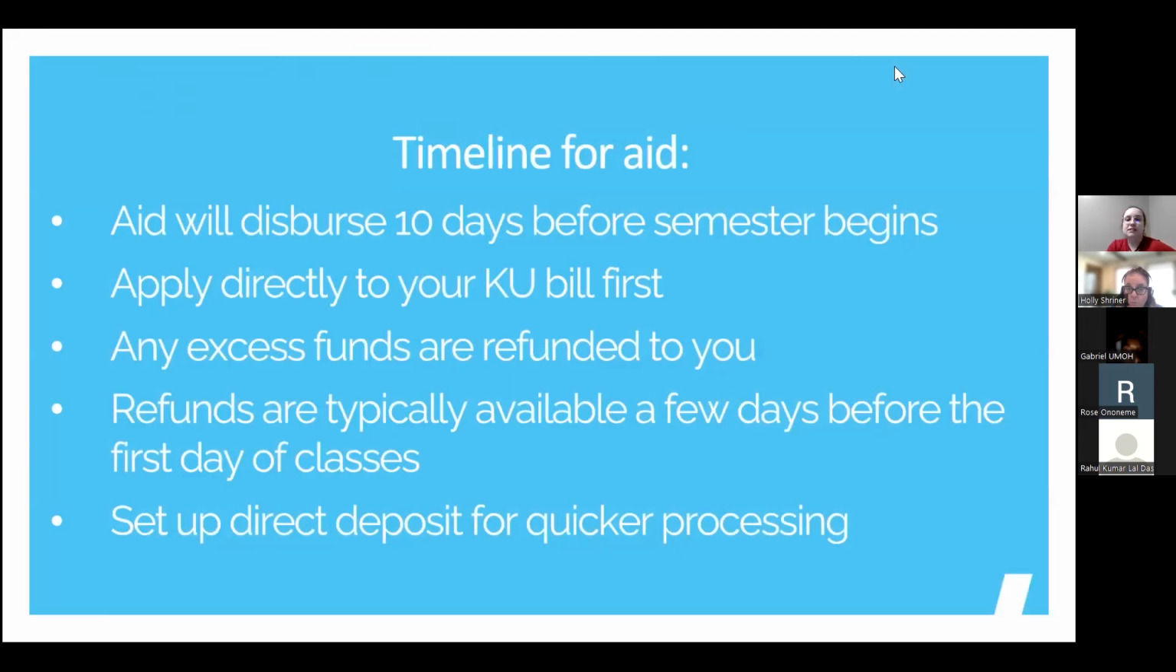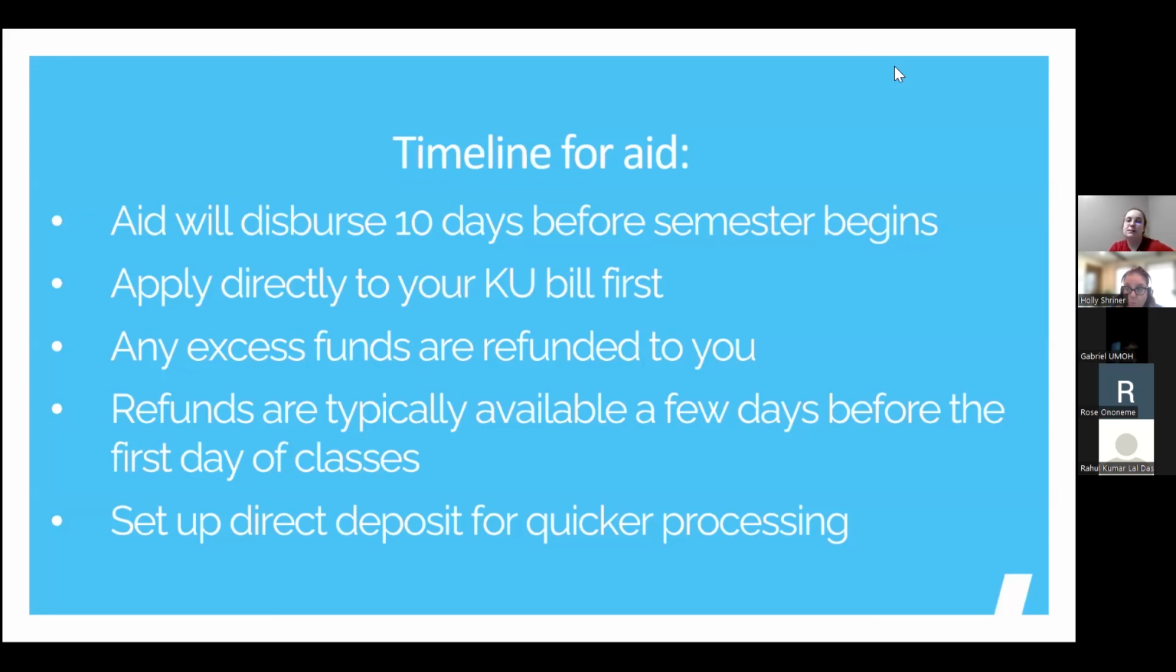And then to give you a better timeline for aid opportunities and when things disperse, aid will typically disperse 10 days before the semester begins. So if you are starting in the fall, it'll be 10 days before those courses start. If you're starting in the second half of the fall, it'll be 10 days before that second half of the semester starts. Everything will apply directly to your KU bill first, and any excess funds will be refunded to you.